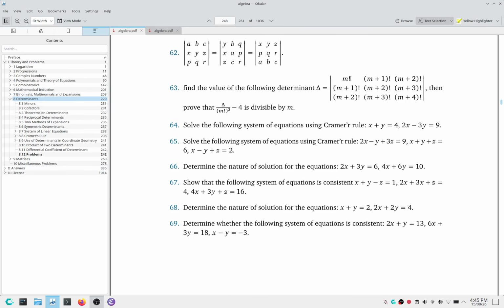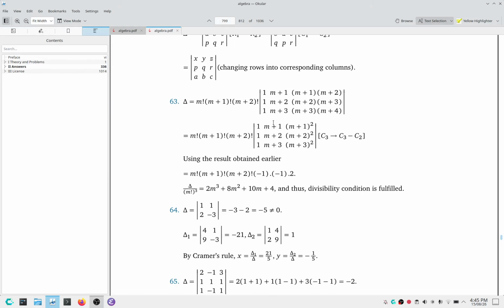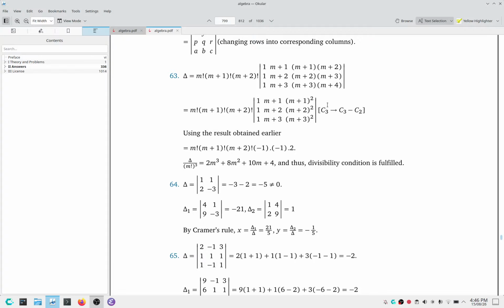So what we do here is we take out m factorial from first row, m plus 1 factorial from second, and m plus 2 factorial from third. Or you can take common from corresponding columns as well, doesn't matter. So we have taken out actually from columns. Okay, so these three become 1, and this becomes m plus 1, m plus 2, m plus 3. And then we have m plus 1 times m plus 2, m plus 2 times m plus 3, m plus 3 times m plus 4.